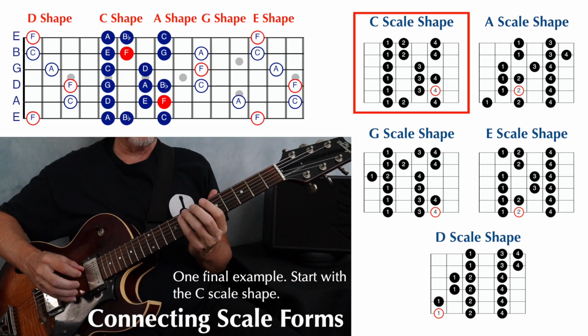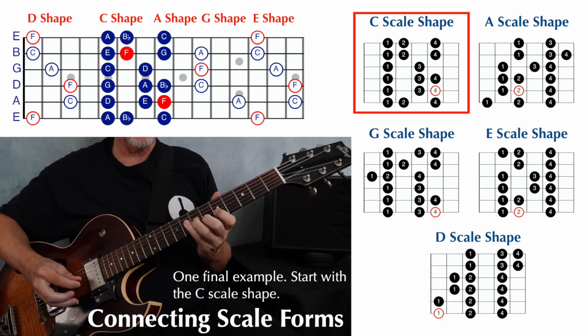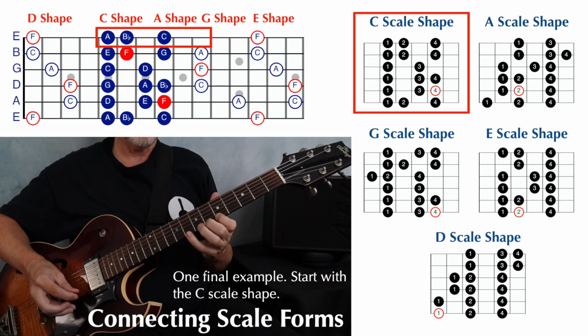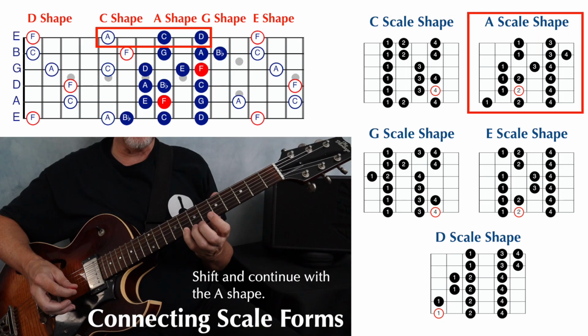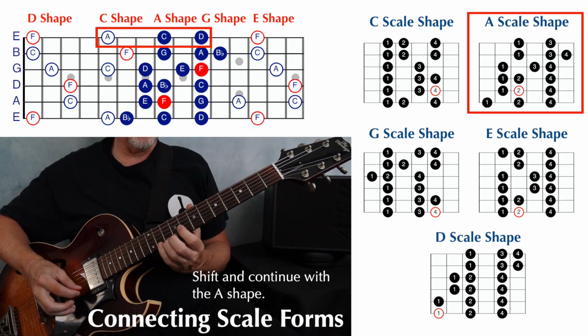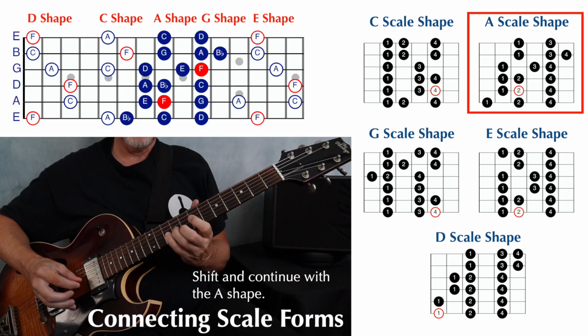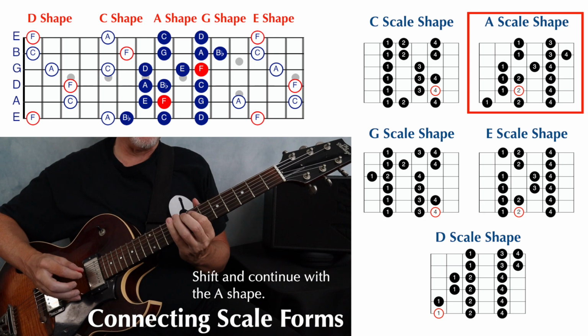In F major, this is where we'd start our C scale form. Now instead of playing down in the same form, we're going to shift over so we can connect and use the A scale form. Play up the form and back up.